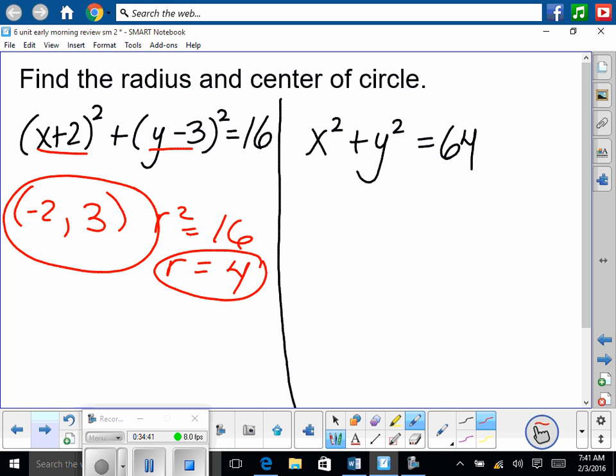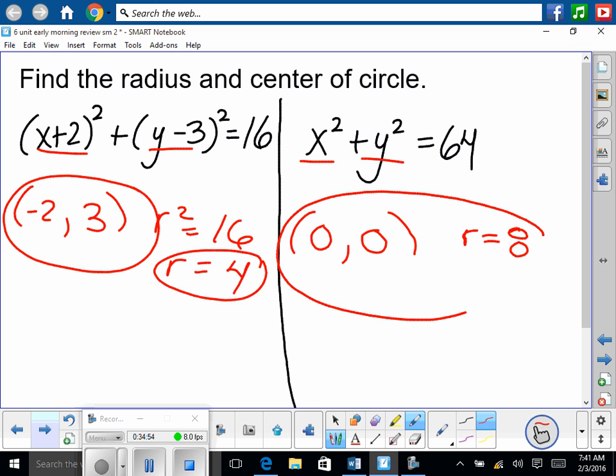So with this one, what's my center at? Was there any shift left and right? Was there any shift up and down? Okay, and what's my radius? 8. You took the square root of 64. Okay? Make sure that if you are looking at something like this, you always go the opposite, right? So that's why it was positive 3 and negative 2.